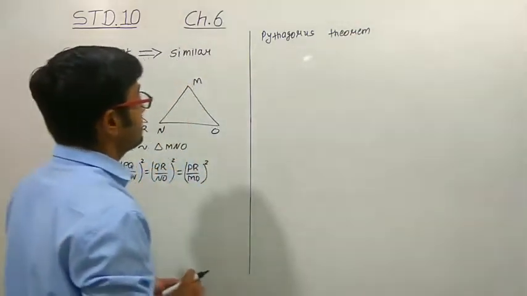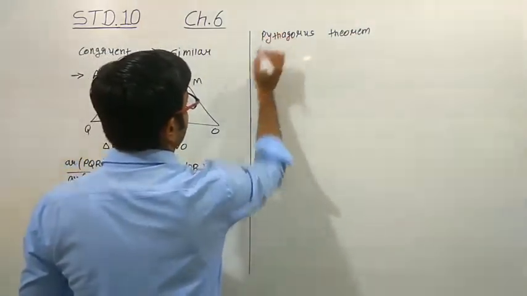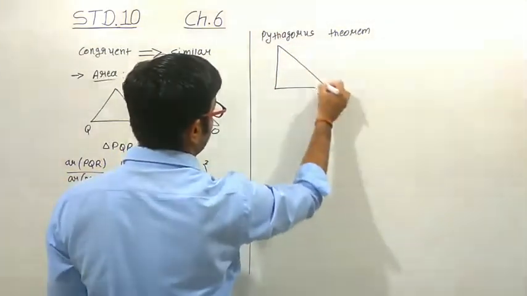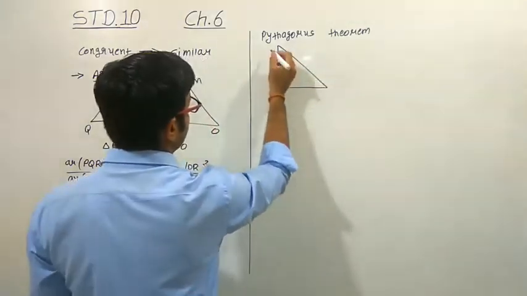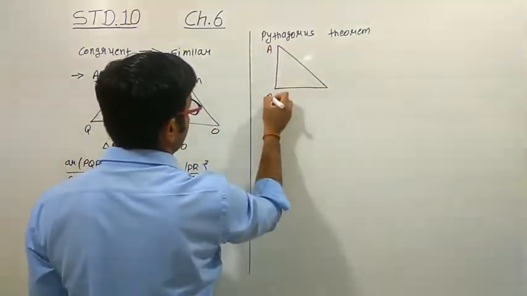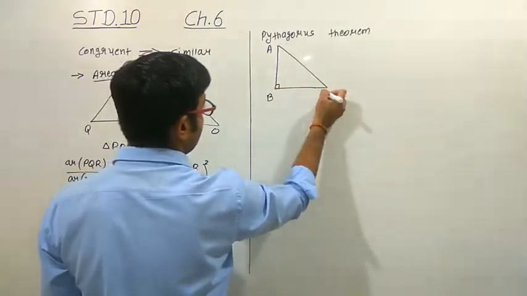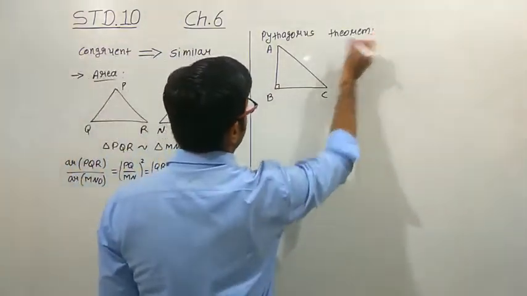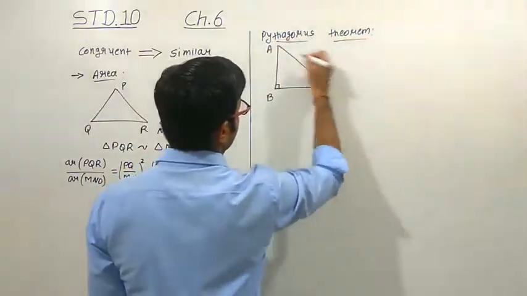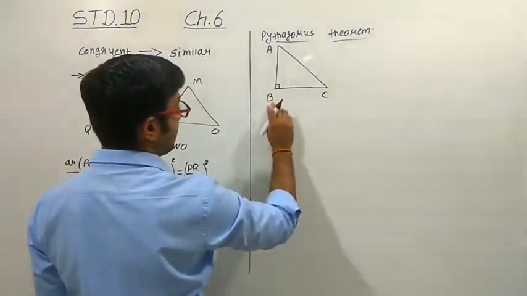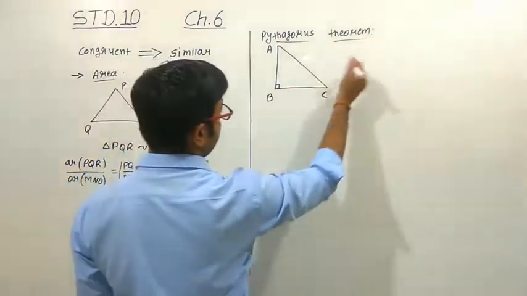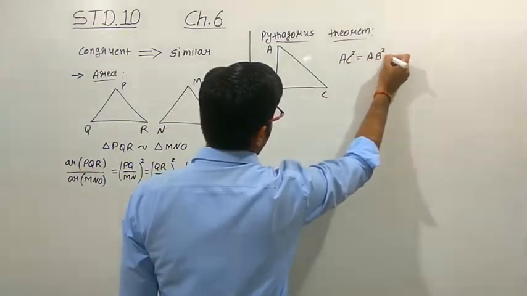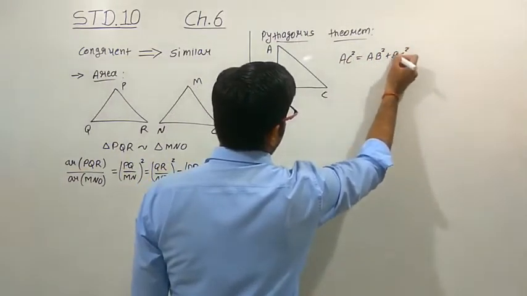That if there is a right angle triangle, suppose this is a right angle triangle ABC and angle B is 90 degrees, then according to this Pythagoras theorem, what can we write down? We can write down that the side opposite to the right angle is called the hypotenuse. So hypotenuse square, that is AC square, is equal to AB square plus BC square.